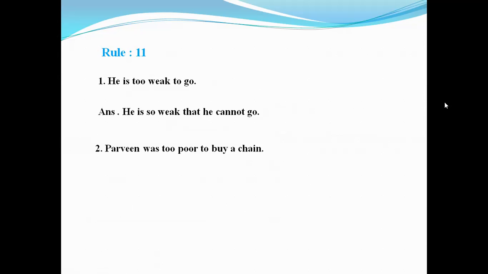Number two, Farbin was too poor to buy a saree. So the answer will be: Farbin was so poor that she could not buy a saree. Here, "so" is used instead of "too", and "that" is used instead of "to". And Farbin is female, so use "she". And "was" indicates past tense, so I used "could not". So the whole answer is: Farbin was so poor that she could not buy a saree.